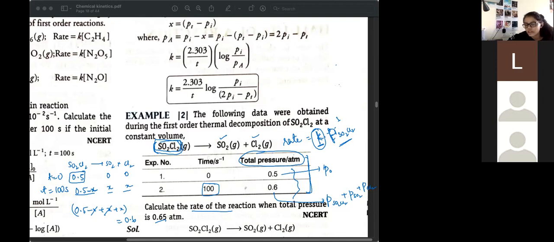Sorry, I sort of lost you. Once you found out K, in order to find the rate, the rate depends only on the concentration of the reactant. Yes. So it won't be K into 0.65. You need to find what is the partial pressure when the total pressure is 0.65. So again, it'll be 0.5 minus whatever y. So the total of these three will be equal to 0.65.